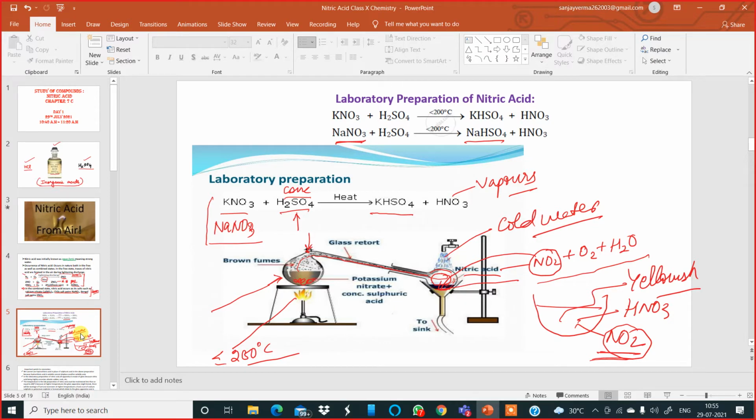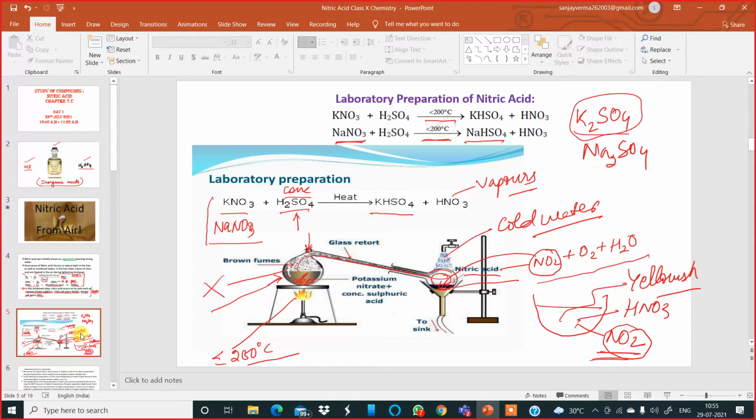It is important to maintain the temperature less than or equal to 200 degrees Celsius. Otherwise, there could be wastage of fuel, and this glass apparatus might break. Moreover, instead of potassium hydrogen sulfate and sodium hydrogen sulfate, potassium sulfate and sodium sulfate will be formed if the temperature rises above 200 degrees Celsius.